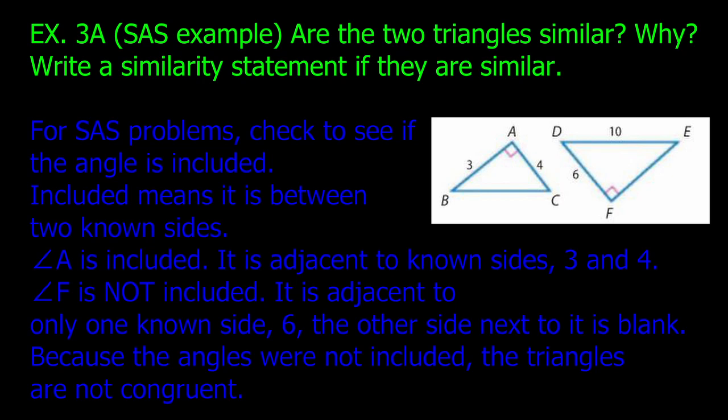So if I look at angle A, its adjacent sides are known sides, 3 and 4. We know that AB is 3. We know that AC is 4. F is not included because DF is 6, a known side. However, the other side adjacent to F, FE, is unknown. So that means it can't be an included angle. And since the angles aren't included, there's not enough information to know if the triangles are congruent or not. They might be, they might not be, but we just don't have enough information.